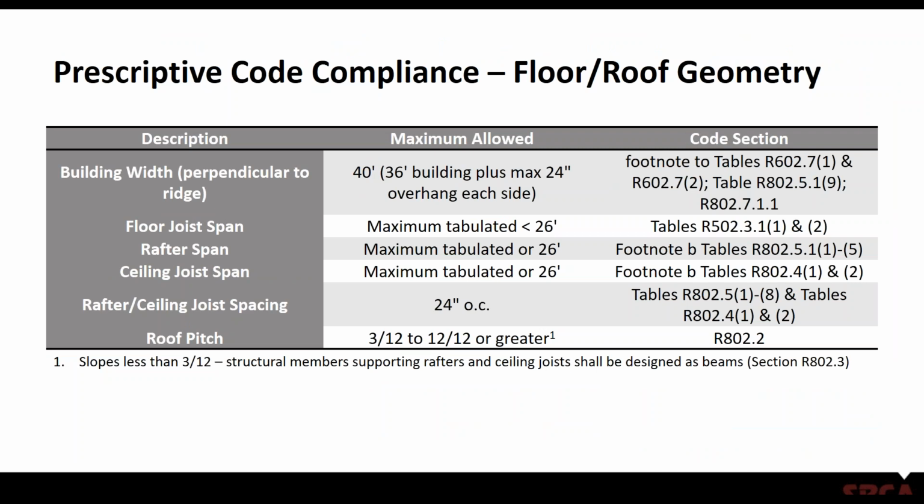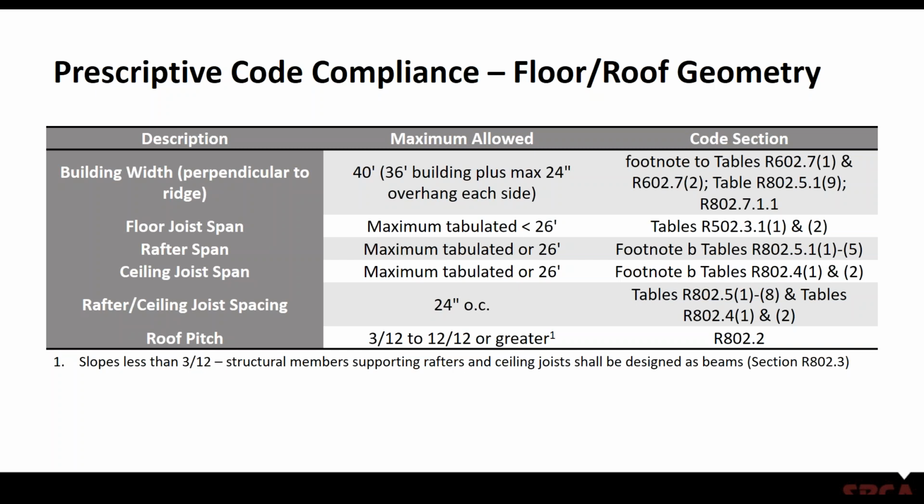And then finally, some floor and roof geometry. Building width perpendicular to the ridge, okay, the previous slide showed 36 feet, but that basically is 36 feet plus a maximum of 24-inch overhang on each side. So you come up with 40 feet, and where you can back that number off is when you go to the header tables in Chapter 6, header and beam tables. That's where you determine what they're based on, and it's a 40-foot tributary, or excuse me, 20-foot tributary.